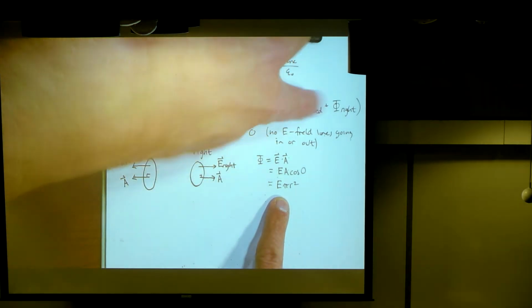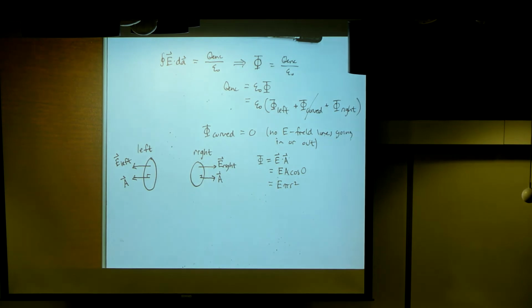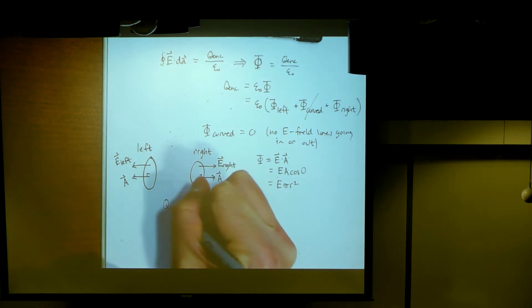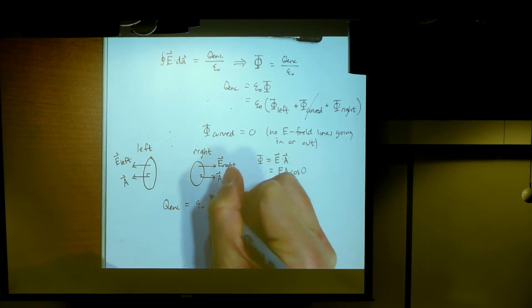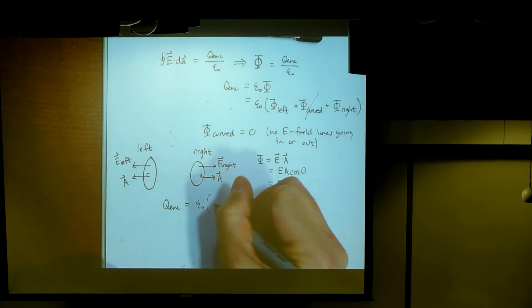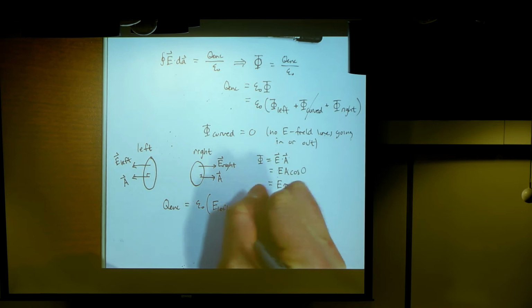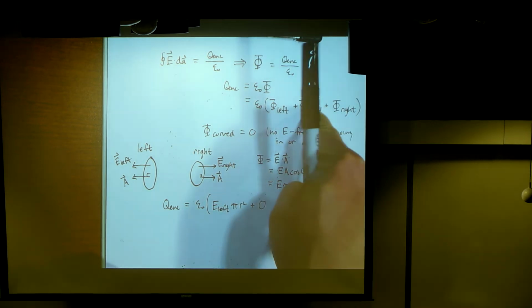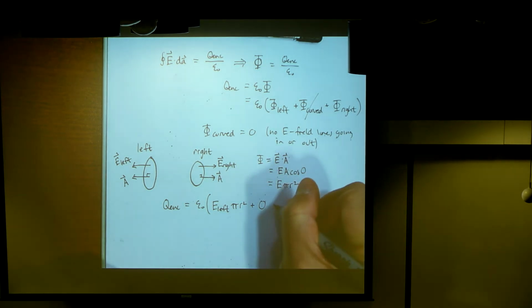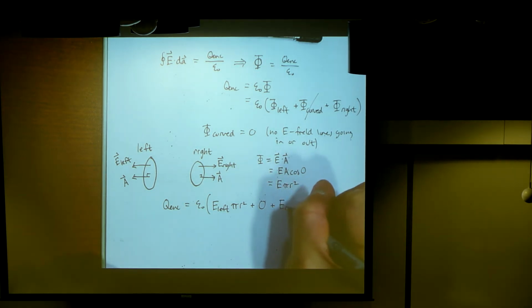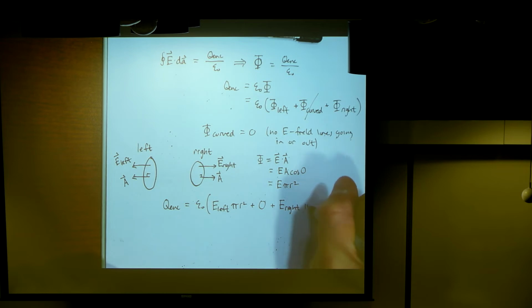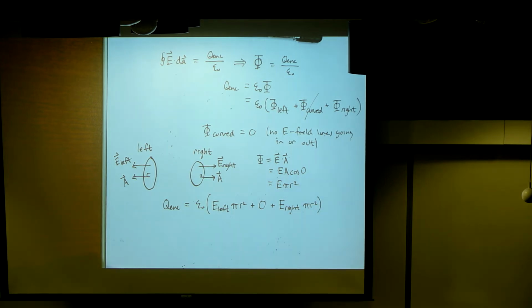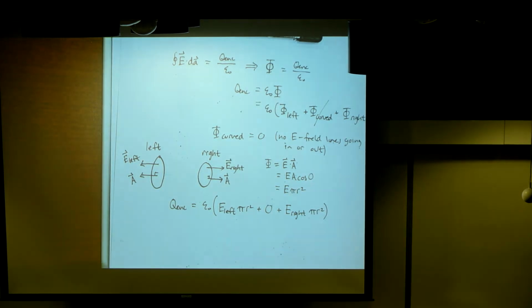And then again, for the curved parts, there is no electric flux. So therefore, Q enclosed equals epsilon naught. Flux through the left end is going to be E field at the left end, pi r squared. Flux for the curved part is going to be 0. That's what I'm putting in here. And then flux through the right end is going to be E field at the right end times pi r squared. So now we can just plug numbers into this and get the answer.